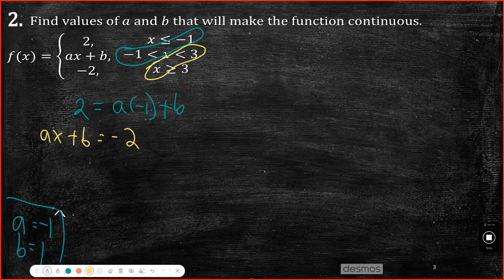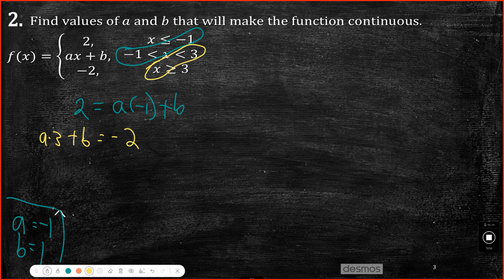It's a system of equations now. See how I'm doing this? And what should I plug in for x? 3. Plug in x is 3. So it'll be a times 3 for this one. See how I change it? For this one I put 3, and for the other one I put -1.